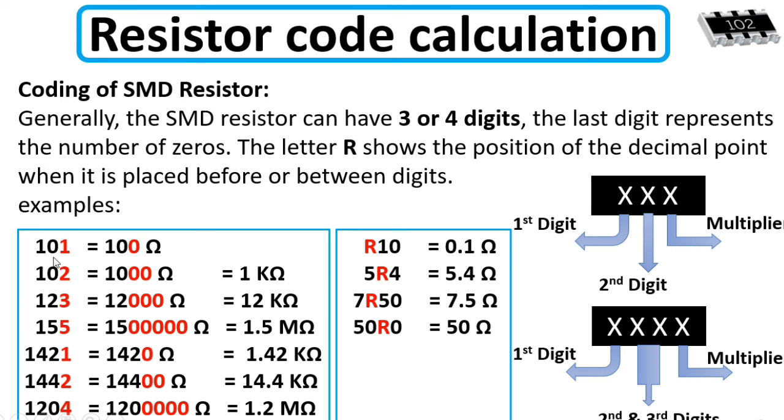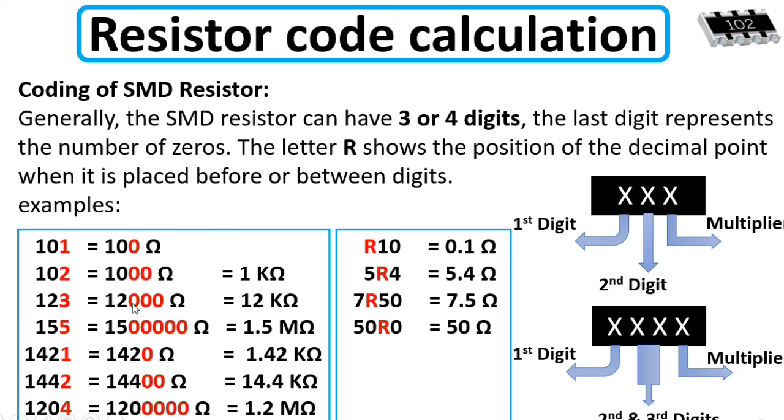So here, as you can see, if you find this code on the resistor, 101 means 100 ohms. So 1 means we will add 1 zero. Okay, so 102 means 1000 ohm. As you can see, the multiplier is 2. Here we will add 2 zeros, equal to 1 kilo ohm.